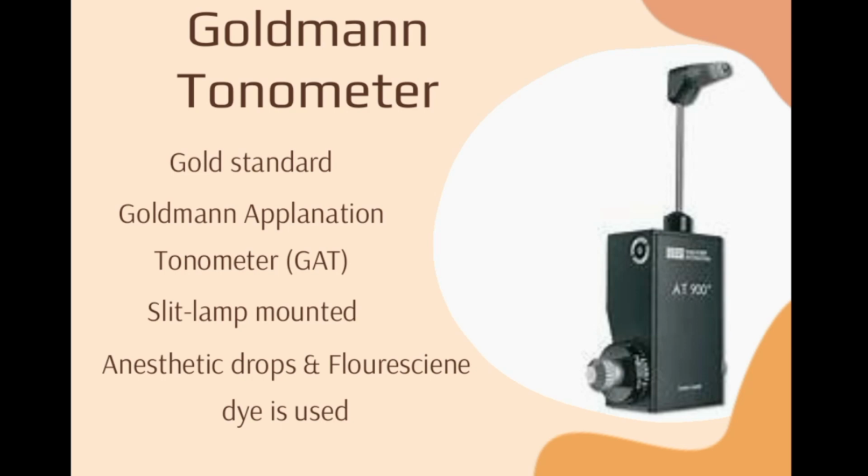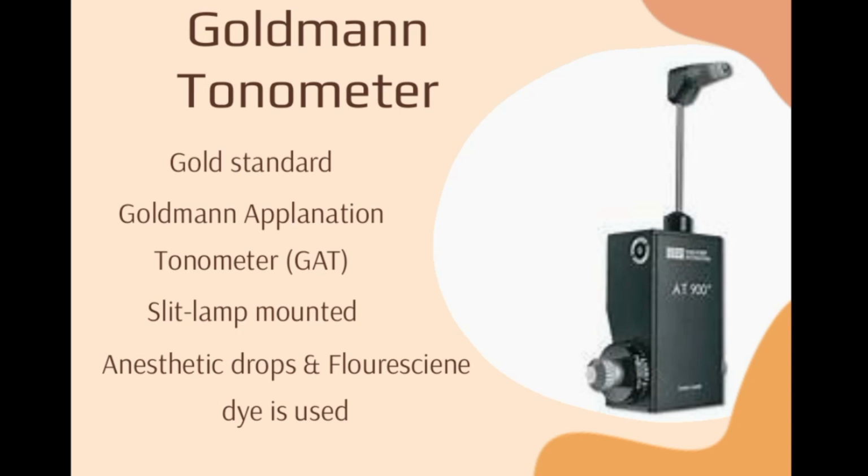So when a patient comes to you, you need to add the anesthetic eye drops, that can be Alcaine eye drops, that can be proparacaine. So you need to add those eye drops. Now when you have added the eye drops, the second thing you have to do is add the fluorescein dye into the patient's eye.